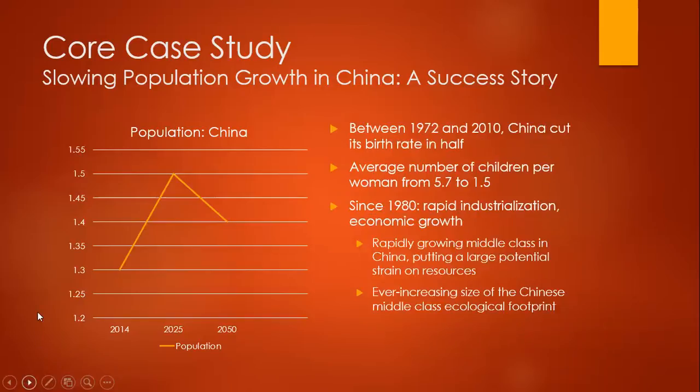So basically they were able to cut their birth rate in half over a span of 38 years. The average number of children per woman went from 5.7 to 1.5. But since 1980, they've been undergoing rapid industrialization and rapid economic growth, which is putting a major strain on their resources because they've got a rapidly growing middle class. And the ever increasing size of that middle class is increasing the middle class's ecological footprint.